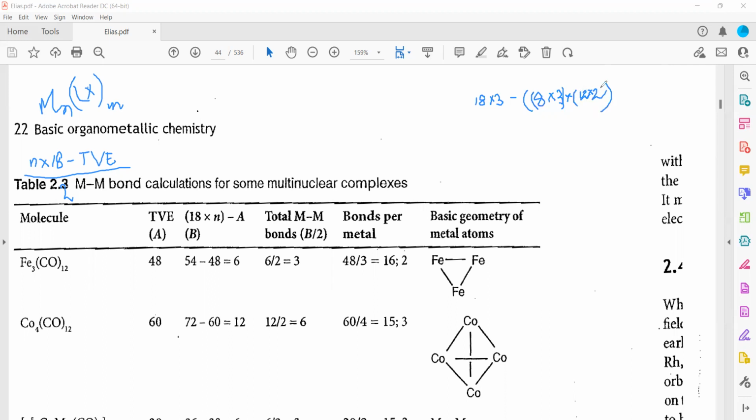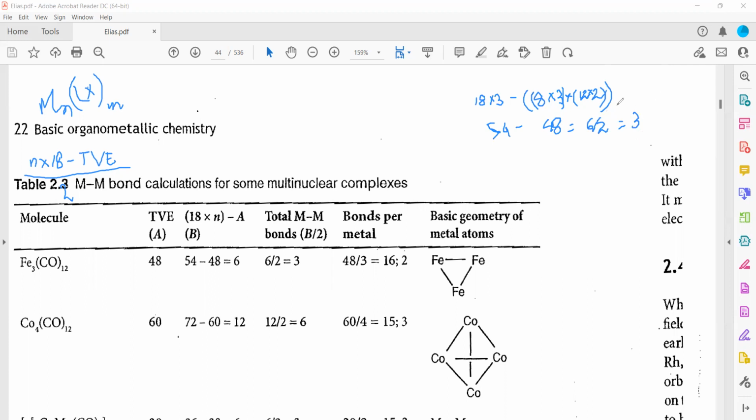Now this will give you the valence electron count. Okay, so this is equal to 54, and this is equal to 48, which gives you 6. Now, in order to calculate the metal-metal bonds, you need to divide it by 2. That means 3.